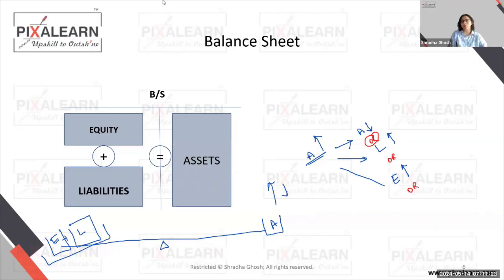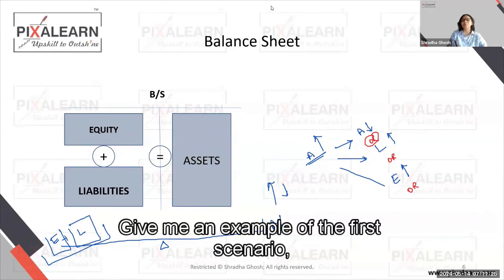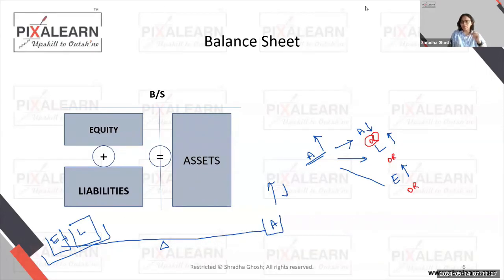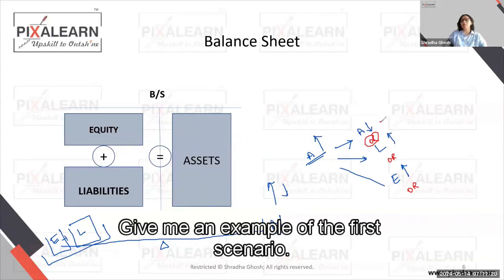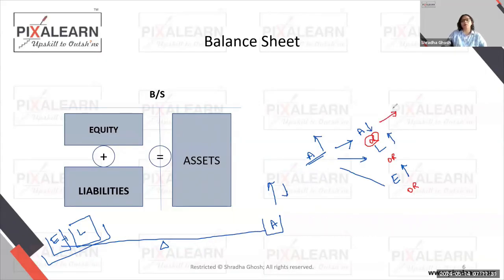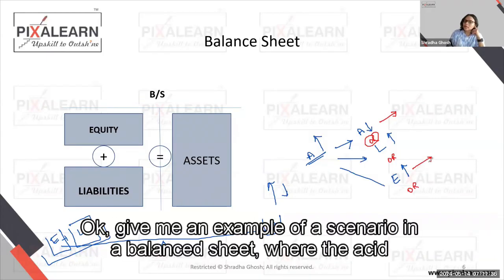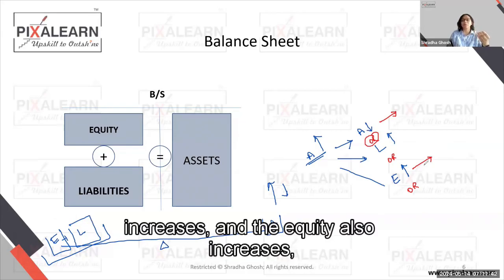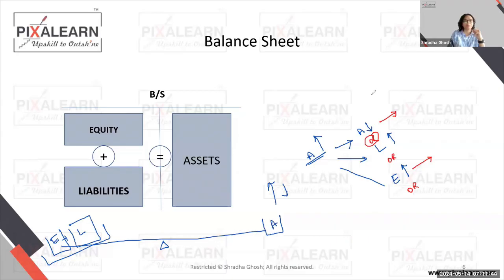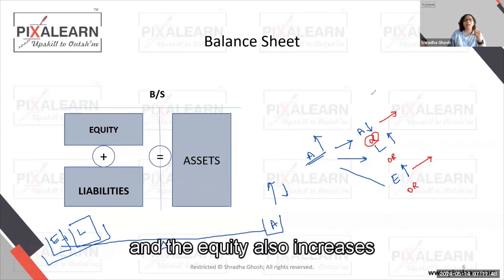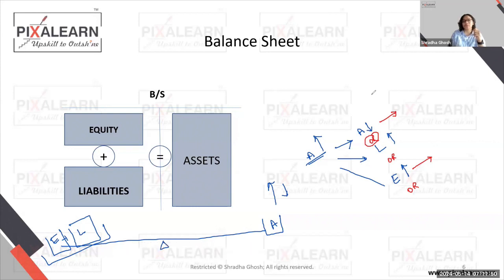The first scenario. Give me an example of the first scenario. Okay, let's start with the third scenario first. Give me an example of a scenario in a balance sheet where the asset increases and the equity also increases. Yes, asset increases and the equity also increases.